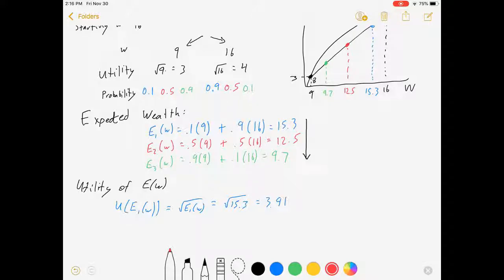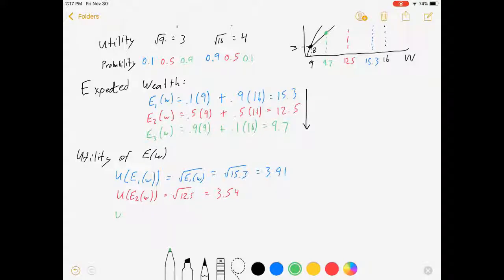Let's see, similar calculation, U of E2 of W is the square root of 12.5, which is 3.54. And last, the utility of E3 of W, the utility of my expected value under the last distribution, square root of 9.7, is 3.11. All right, so what do these tell us?